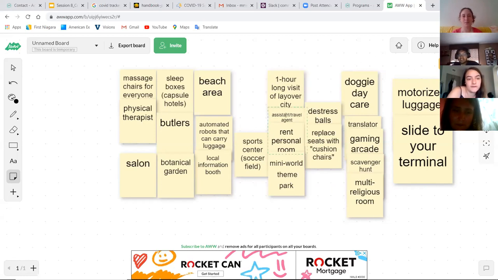Okay. Assistant / travel agent and a translator. Will they be considered the same thing? Because the staff's job is to speak multiple languages.